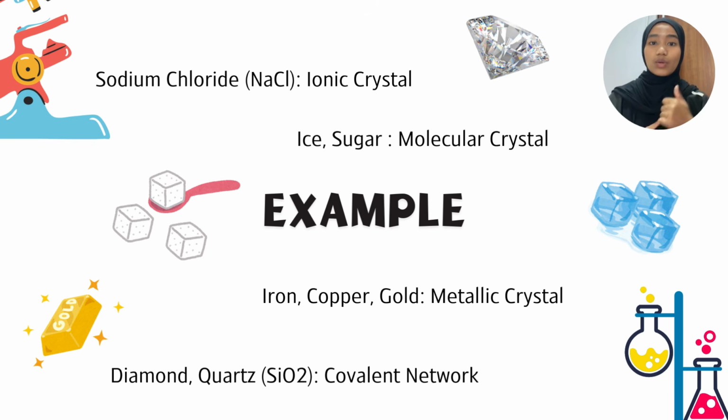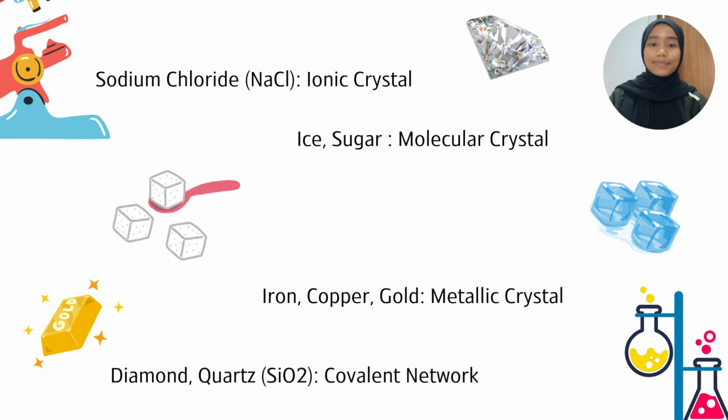Iron, copper, and gold are metallic crystals where metal atoms share free-moving electrons, making them good conductors of electricity. Lastly, diamond and quartz, which is silicon dioxide, are covalent network crystals. In these crystals, atoms are bonded by strong covalent bonds in continuous networks, giving them very high strength.